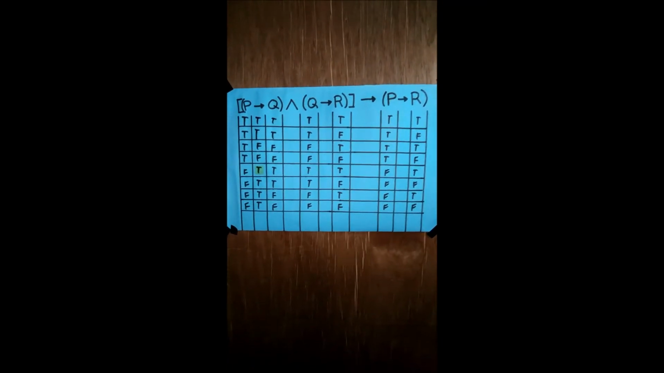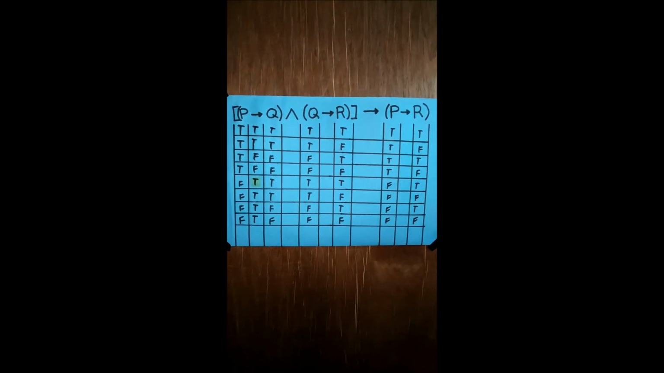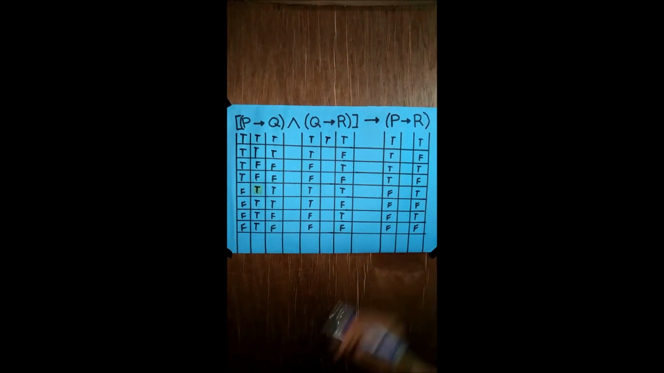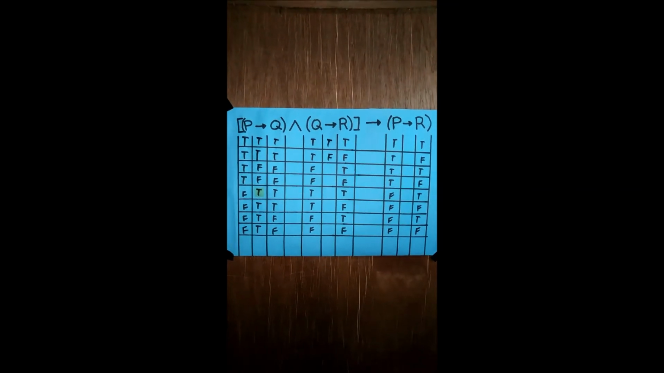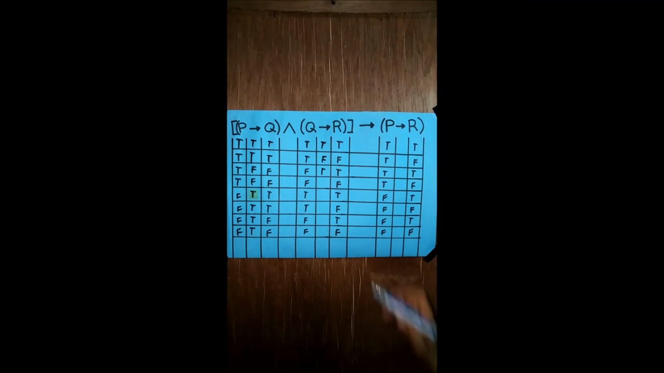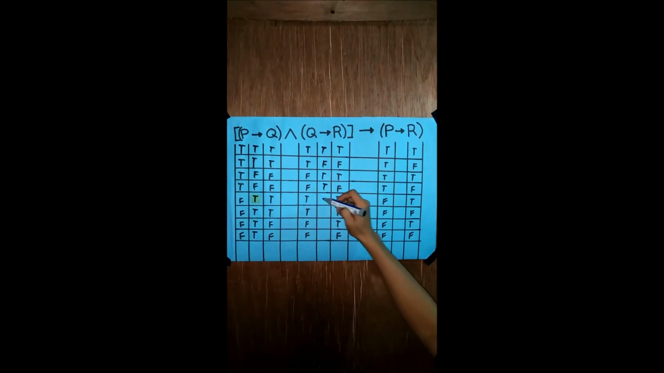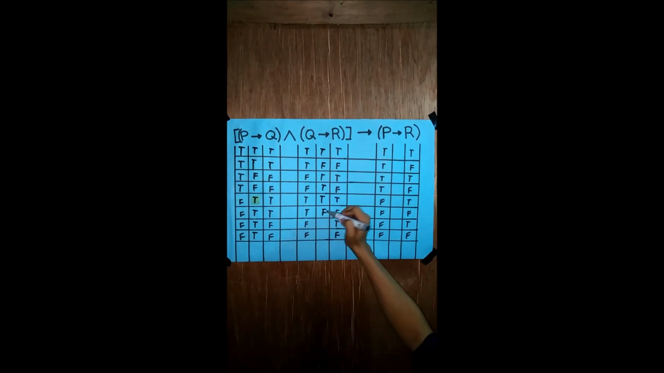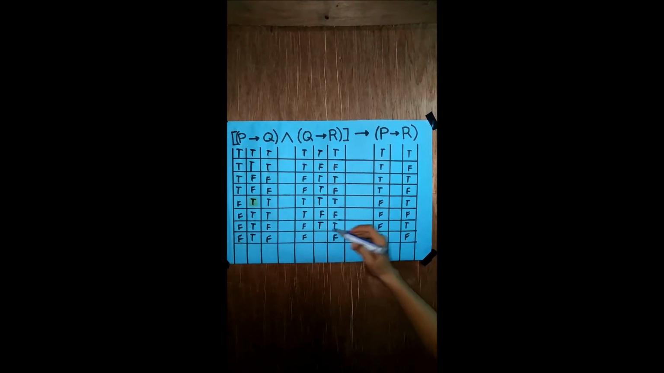So we're going to solve this next one enclosed in parentheses. T implies T is T. T implies F is F. F implies T is T. F implies F is T. T implies T is T. T implies F is F. F implies T is T. F implies F is T.